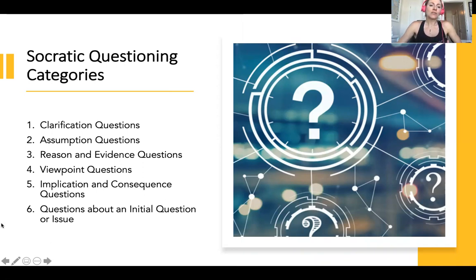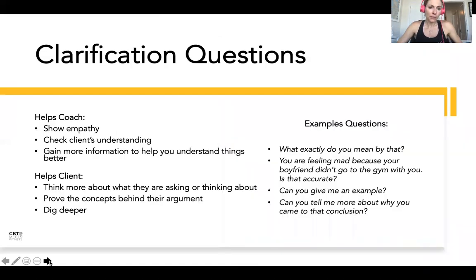So as you can see, there's 6 different categories of Socratic questions. There's clarifying questions, assumption questions, reasons and evidence questions, viewpoint questions, implication and consequence questions, and questions about an initial question or issue. So we'll go through all of these categories now. And the first one, clarification questions. It's pretty self-explanatory. We just want to clarify something.